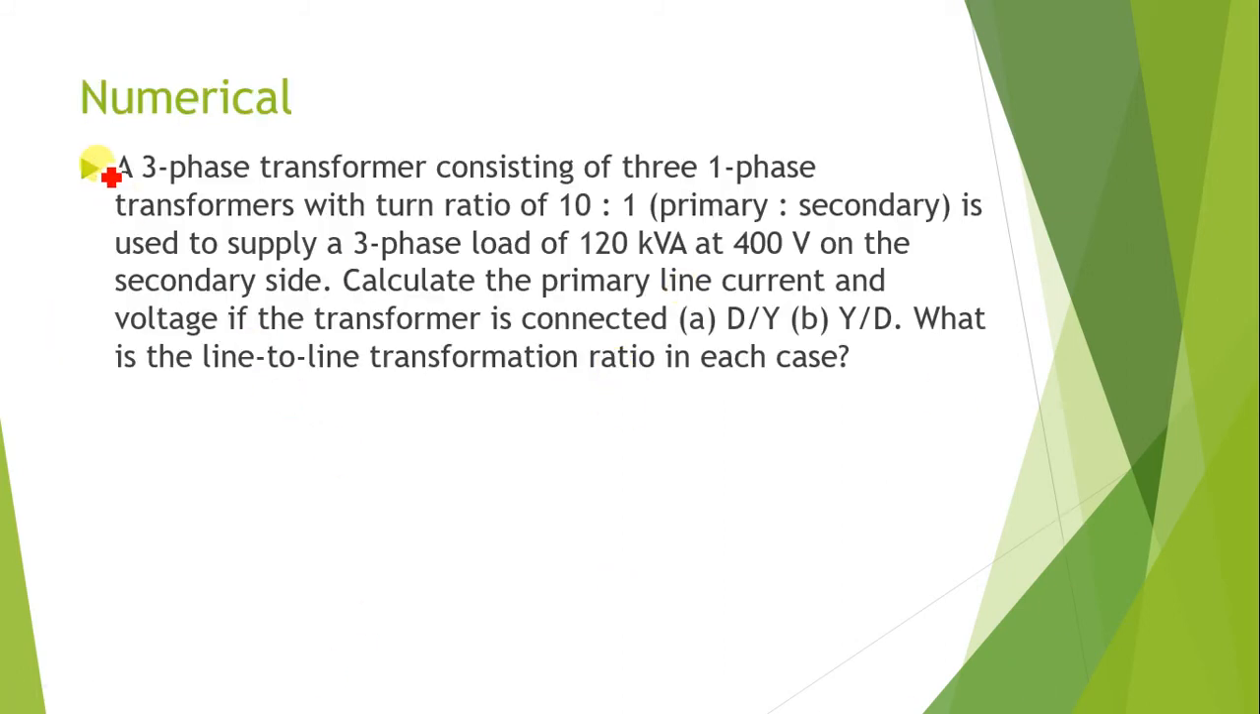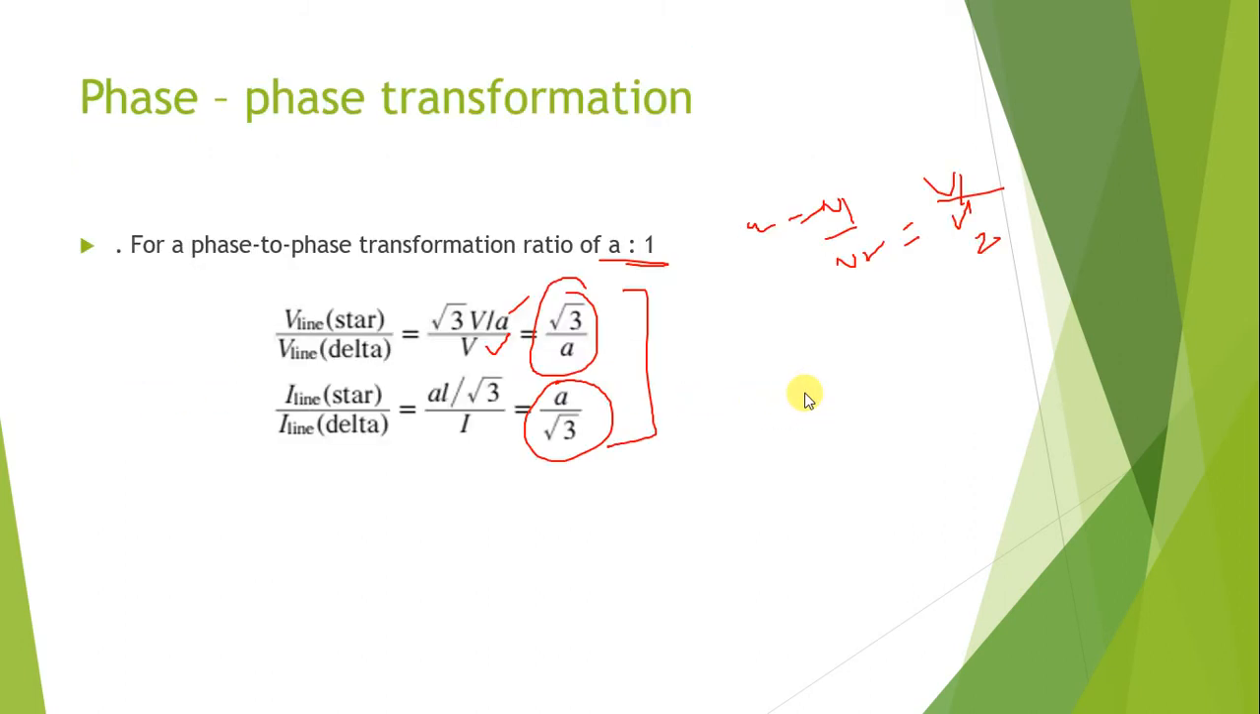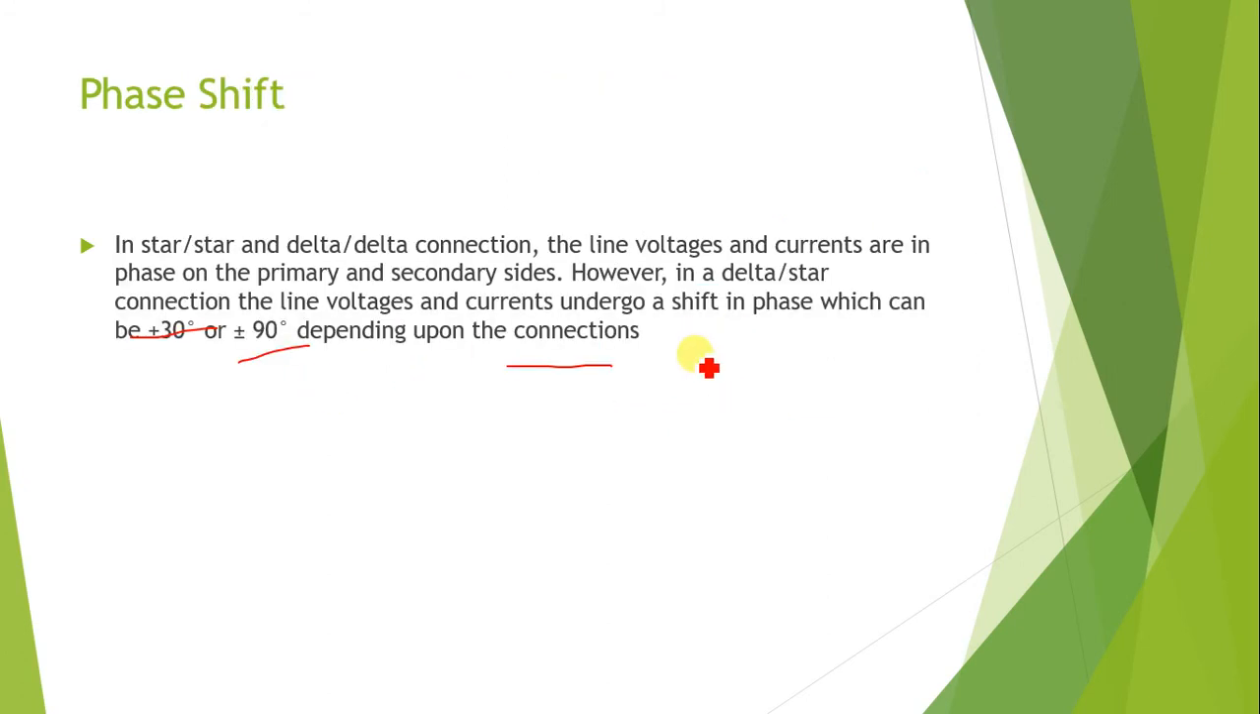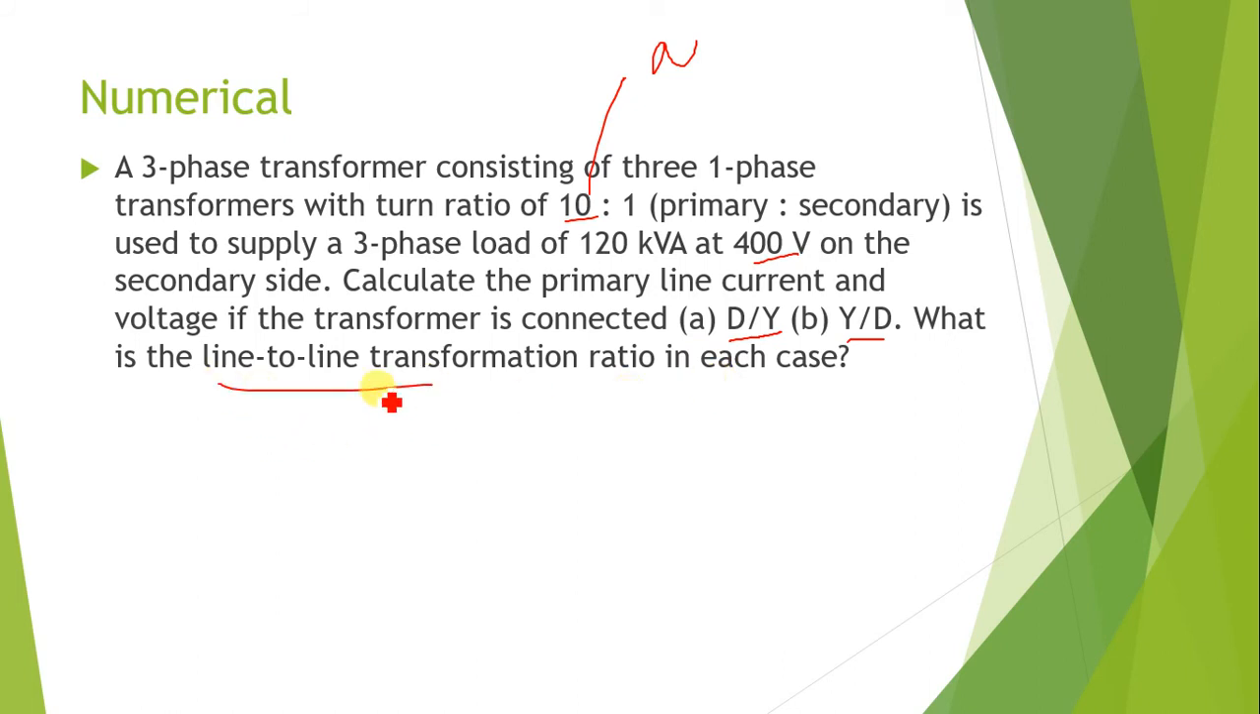Let us check this very simple problem. A three phase transformer consists of three single phase transformers having a turns ratio of 10:1, primary to secondary, and is used to supply a three phase load of 120 kVA at 400 volts on the secondary side. Calculate primary line current and voltage if the transformer is connected in delta-star and star-delta. What is the line to line transformation ratio in each case? We have seen phase to phase transformation ratio, but they are asking line to line transformation ratio. Let us check that.